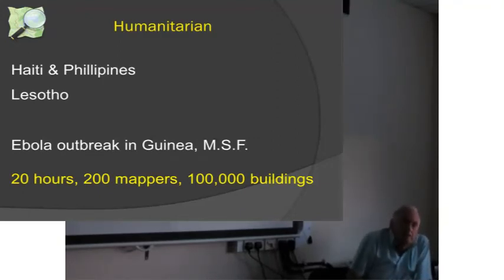We need buildings mapped in Guinea, because if you're going to control an outbreak or assess it, you need to know where the buildings are. And okay, they put it as urgent, but in 20 hours there were 100,000 buildings added to the map of Guinea. People who could be in Brazil, Russia, Japan, Clonakilty, anywhere, got on their computers and started mapping.